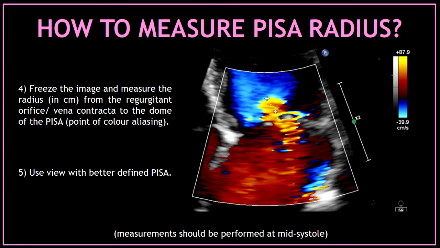After changing the settings, you will have a more clear convergence zone. Now freeze the image and you're ready to measure the PISA radius. The PISA radius is measured from the regurgitant orifice or vena contracta to the dome of the PISA, which is the point of color aliasing. So basically, I'm measuring the radius from the narrowest part of the regurgitation to the point of color aliasing, which is the part where the color changes from yellow to blue. And always use the view with a better defined PISA.